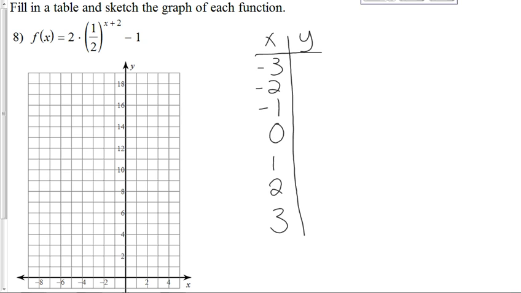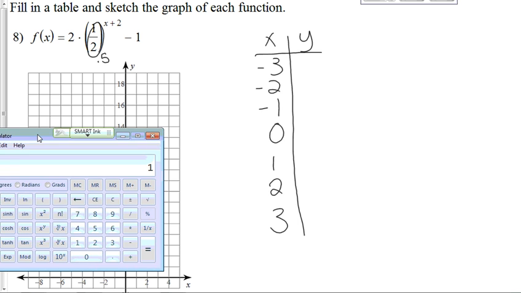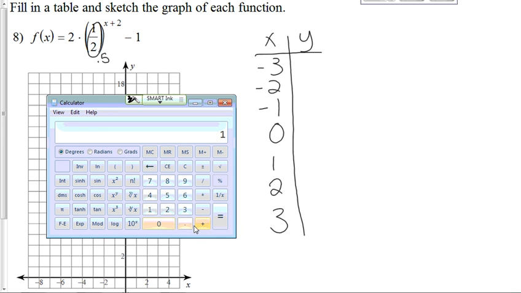For this one, instead of 1/2, we'll use 0.5, which makes the calculator a little easier. So you have 0.5 to the negative third power. Oops, negative 3 plus 2, that's my fault. So 0.5 to the negative 3 plus 2, which is negative 1 power. And we're going to multiply by 2, and we'll take away 1 at the end, and you end up with 3.